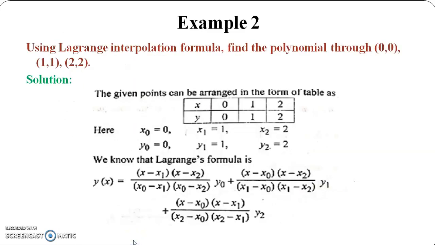Now example 2. Using Lagrange interpolation formula, find the polynomial through 0, 0, 1, 1, 2, 2. So here we are going to find a polynomial function, right? So the question is given in terms of points. So write in table form. So first put x and y and corresponding points like the 0, 0, 1, 1, 2, 2 likewise.